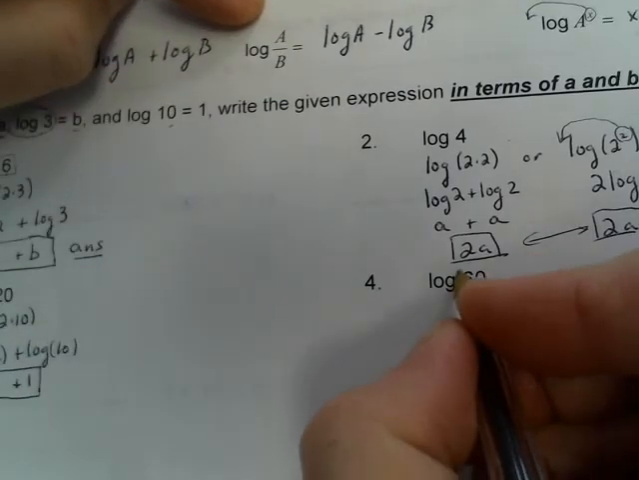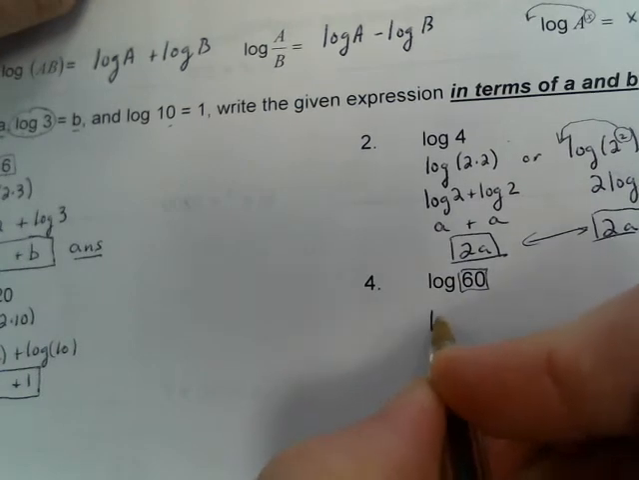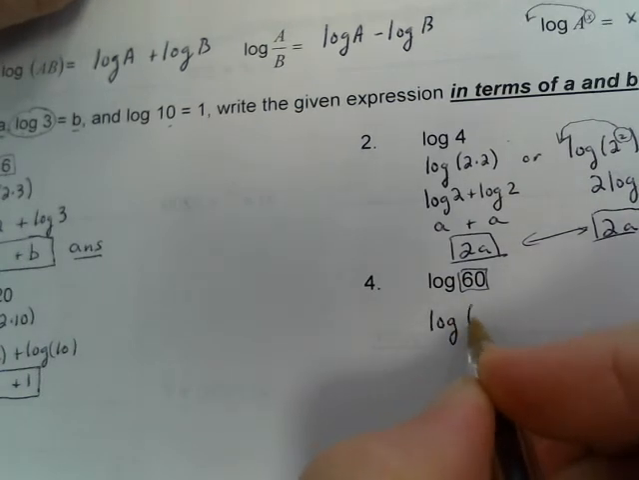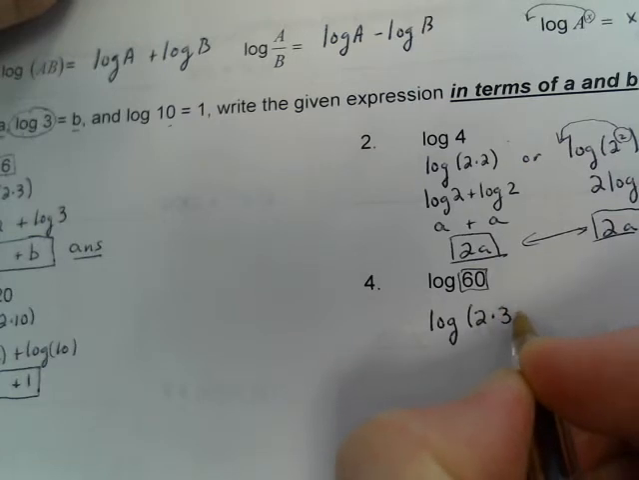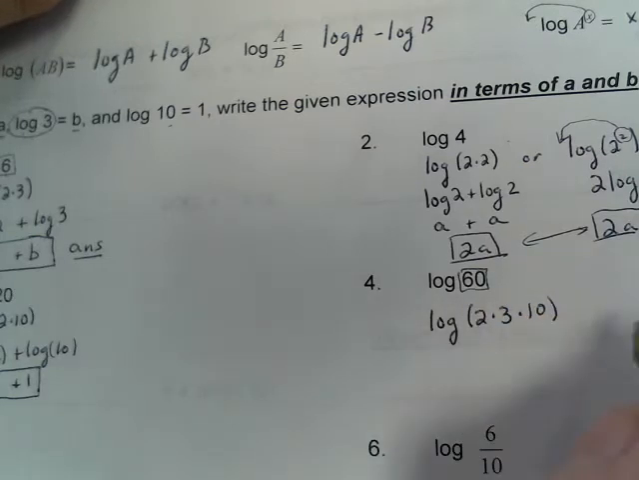The next one, how do we create 60 out of a 2, 3, and a 10? Well, probably a few different ways, but the way I can think of is 2 times 3, which is 6, times 10, which is 60. So 60 turns into 2 times 3 times 10.